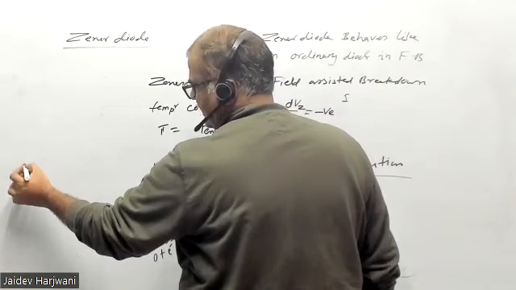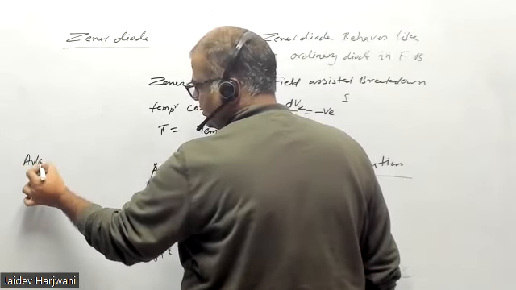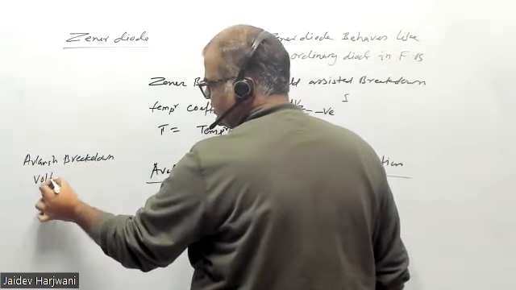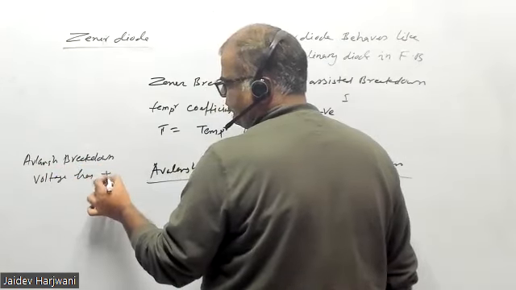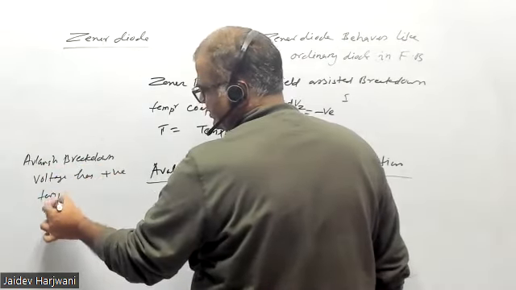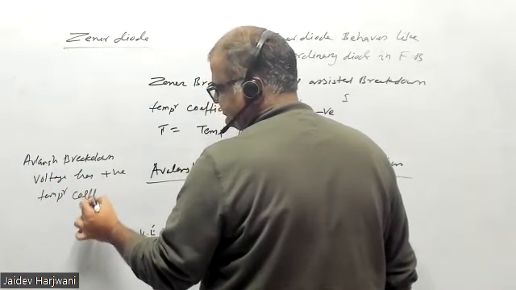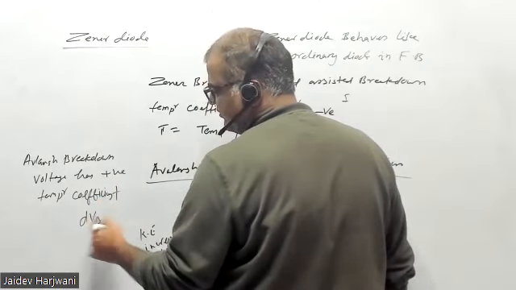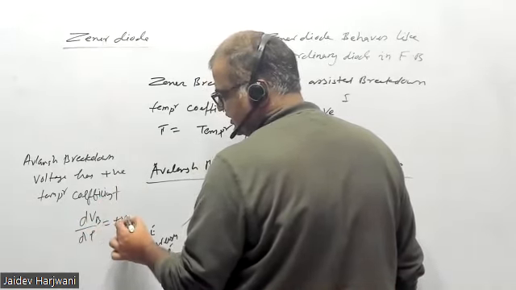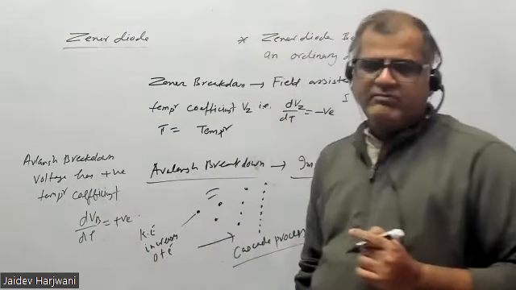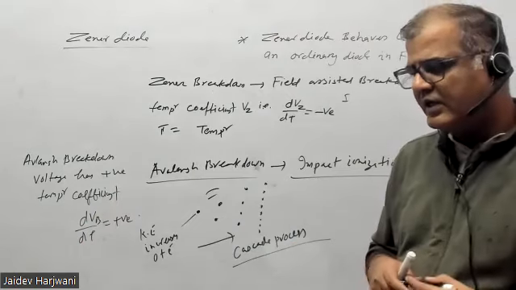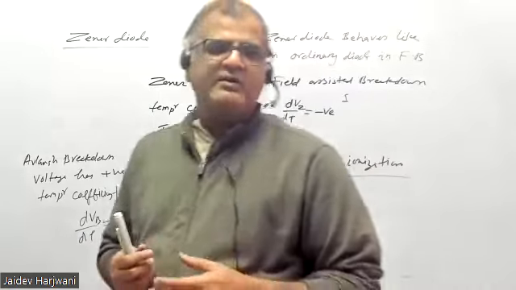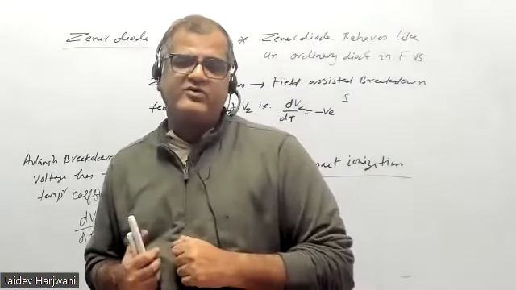So avalanche breakdown voltage has a positive temperature coefficient. Positive temperature coefficient means dVb/dT, where Vb is the breakdown voltage, is positive. That means if you increase the temperature, the breakdown voltage will also increase. Suppose at 300 Kelvin the breakdown happens at 7 volt. At 400 Kelvin the breakdown will happen at 7.5 volt or 7.4 volt.